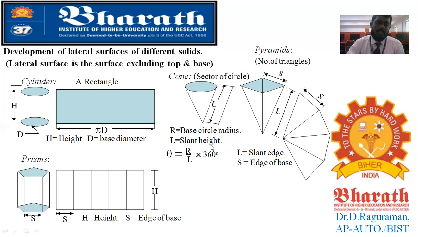While unwrapping, how much will it cover? 360 degrees is for a full circle angle. So you make a relation, r by l into 360 degrees. This entire 360 degrees is converted into this r by l. This means theta by 360 degrees equals r by l, the relation between the radius and the slant length. The slant length is going to be the radius for an entire circle, and r is for the base circle.